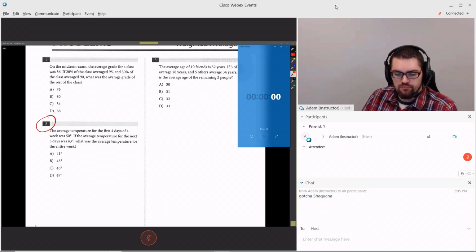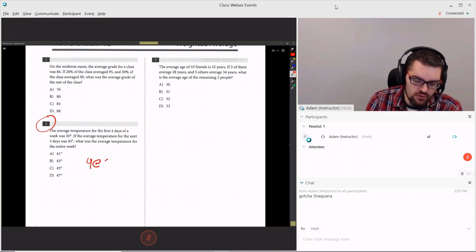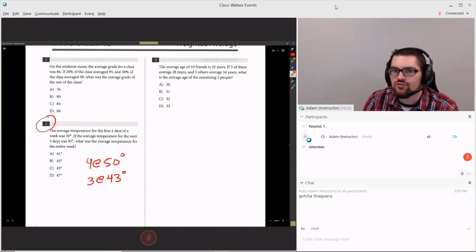So problem number 2: the average temperature for the first 4 days of a week was 50 degrees. The average temperature for the next 3 days is 43. What is the average of the whole week? Notice, we got 4 days at 50 degrees, 3 at 43 degrees. Any possible way that the average for the whole week is 41?